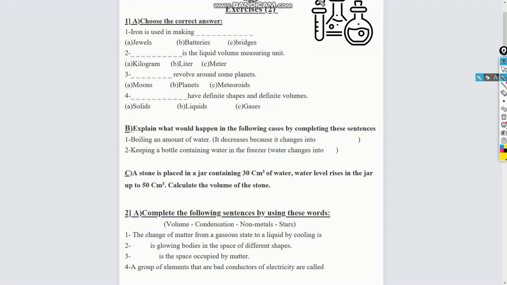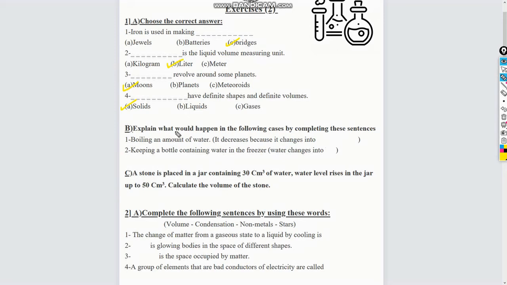Let's begin. Choose the correct answer. Iron is used in making... Yes, it's used in making bridges. What is the liquid volume measuring unit? Yes, it's liter. What revolves around some planets? Yes, you're correct. It's the moon. What have definite shapes and definite volumes? Correct, it's solids.